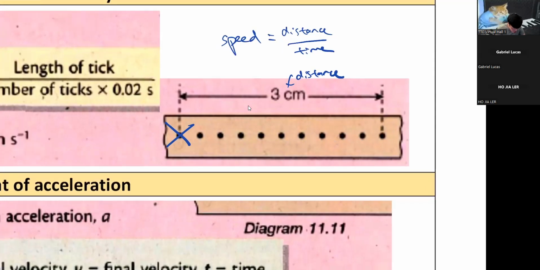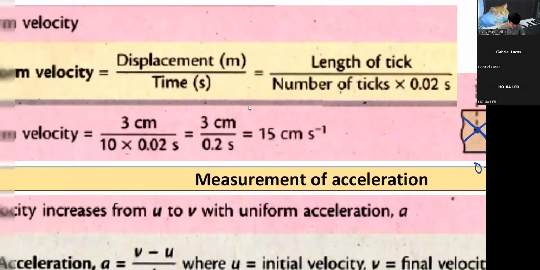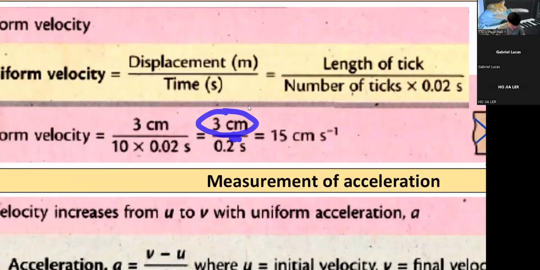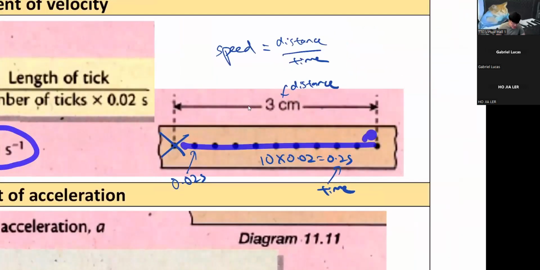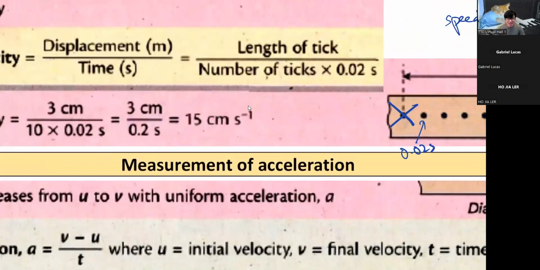So we know that each dot is 0.02 second. Since we have 10 dots, then we have 0.2 seconds. Now we have the distance and we have the time. So how do we calculate the speed? Easy, just 3 divided by 0.2. Now you get 15 cm per second. So the speed of this thing is 15 cm per second. Easy. It's just like up there.